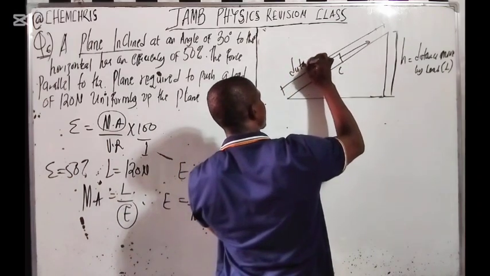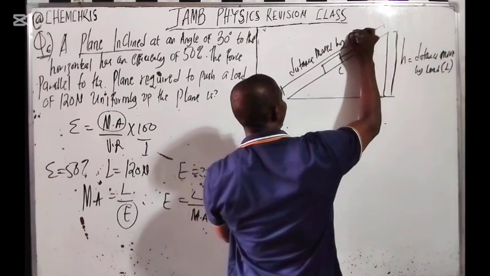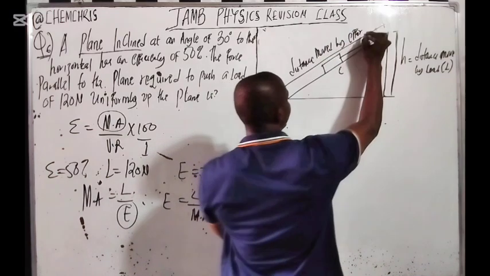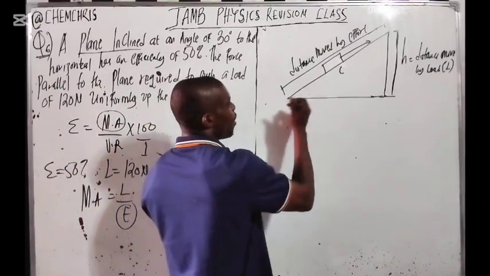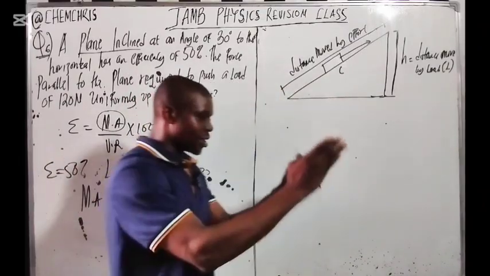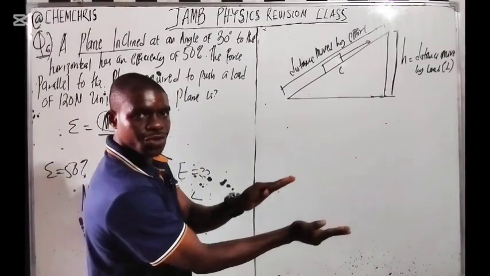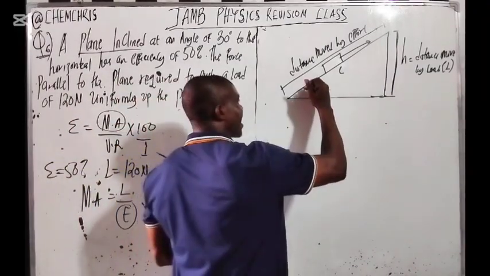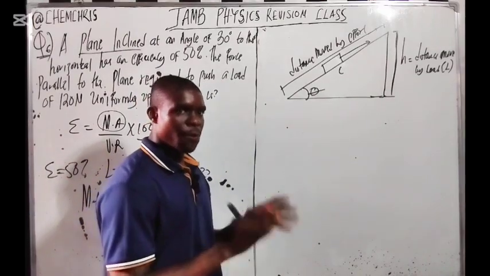Distance moved by effort. So now remember when an inclined plane is inclined with the horizontal here, there is an angle here. Just that, and there is an angle, right?